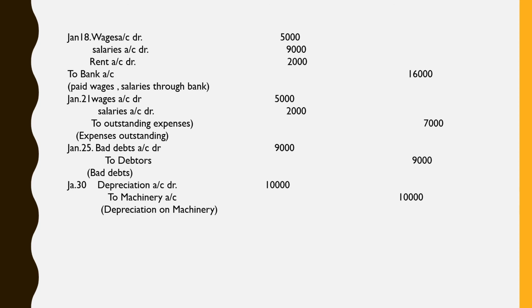Since the value of machinery has decreased by 10,000, therefore we will give credit to the machinery. Because if the value of any asset increases, we will give debit. When the value of any fixed asset or any asset decreases, we will give it credit.